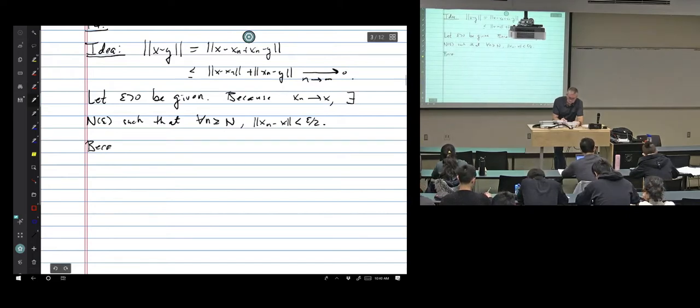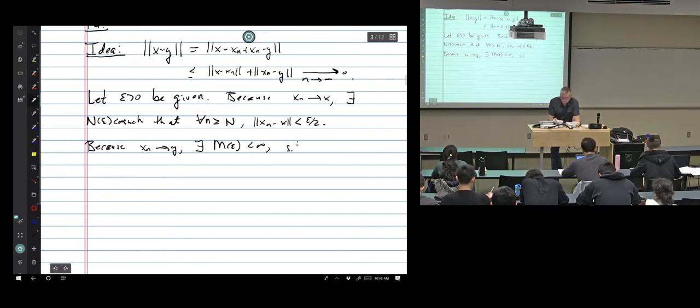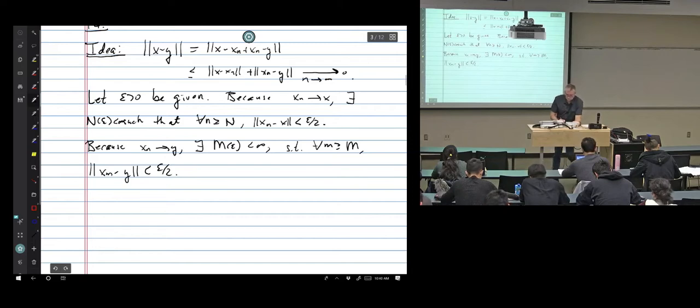But the same thing also holds true here. xn goes to y. There exists some other constant. Maybe it's converging more slowly to y. Maybe it's converging faster. But it's finite. Such that for every m greater than or equal to M, the norm of xm minus y is less than epsilon over 2.